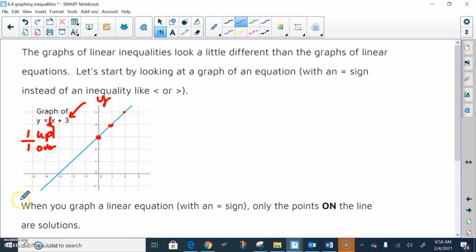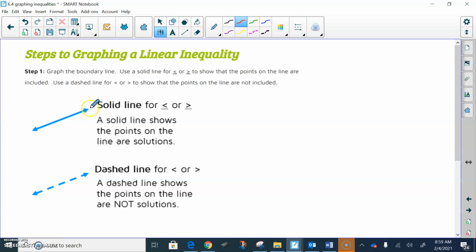Okay, so we know that the points are on the line. The solutions to this equation are just the points that are on the line. But when we have an inequality, we have more than just the line. So the first thing you want to do is graph the line, just like we're used to. It's called a boundary line. And then if there is a bar underneath, if it's less than or equal to or greater than or equal to, it means the points that are on the line are also included as a solution. If it's not an equal to sign, if it's a less than or a greater than sign, what we want to do is dash the line. That means the points that fall on the line are not a solution to our inequality.